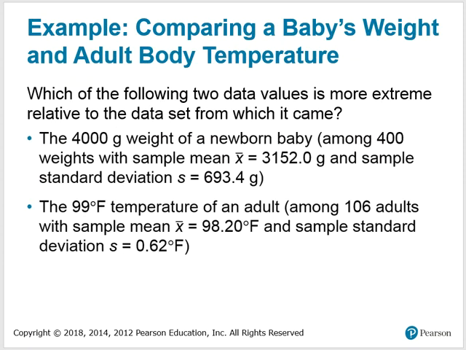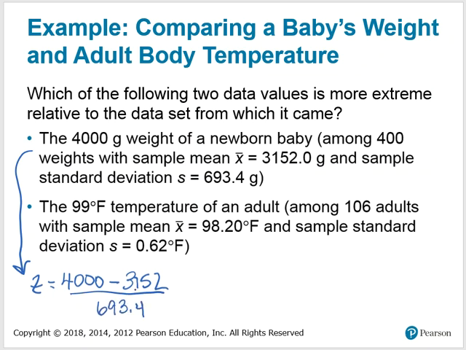So here's an example, and we just want to know which one's more extreme. In other words, which one is farther away from the mean. So we're going to do our z-score formula. On the top one here, we'll do that one on the left. So z equals your actual data value. We have a 4,000 gram weight of a baby. So that's our value. We are going to minus the mean. It says the mean is 3152. And we're going to divide by the standard deviation.